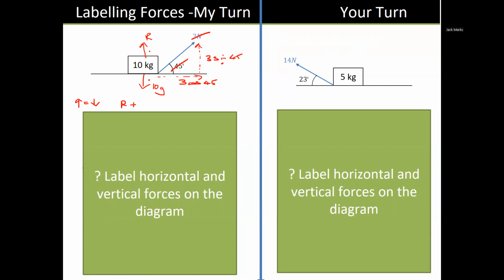So R plus 3 sine 45 would be equal to 10g. So I could do something like that. How about the 3 cos 45? Well, we don't really know about that yet.